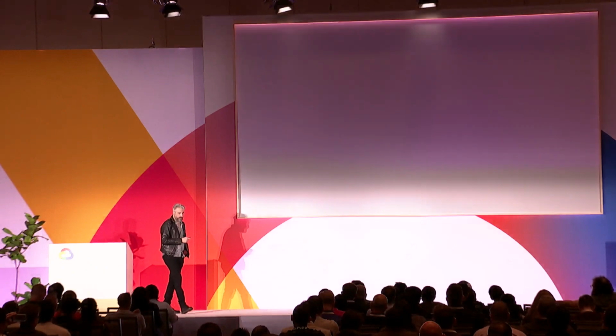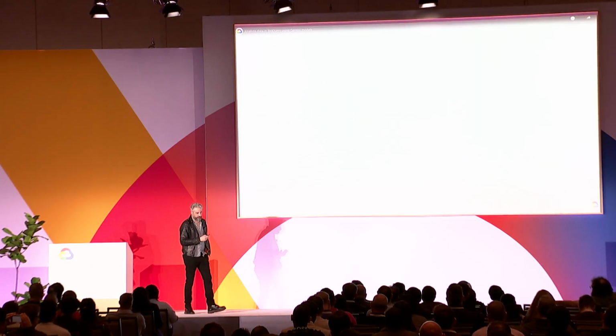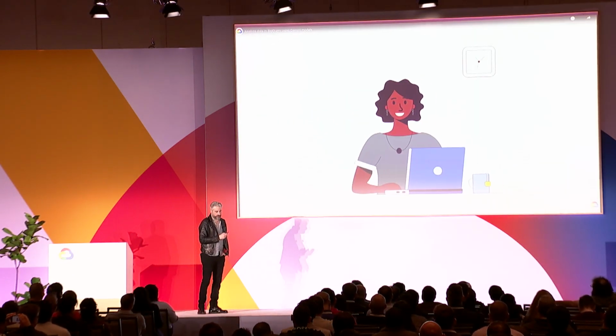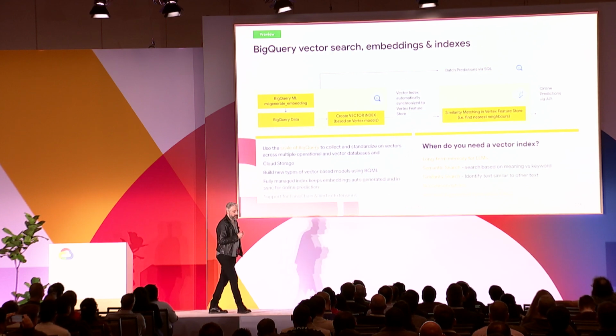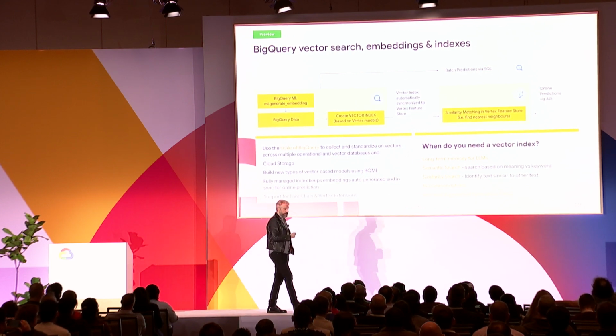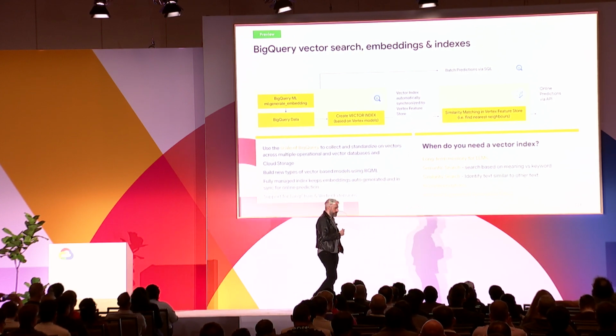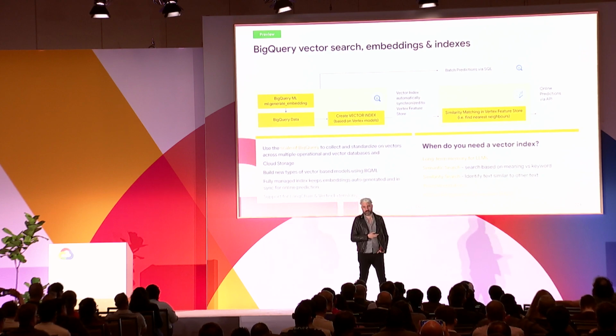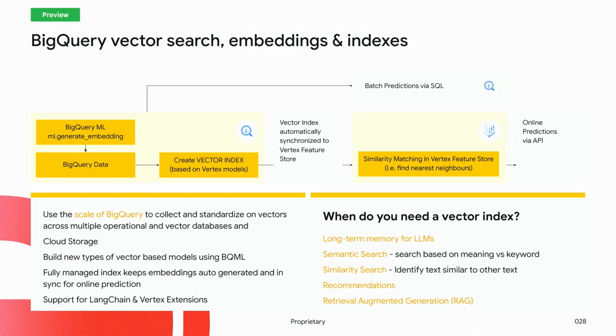Now, going back to the slides, I want to show another capability that we have. I wanted to show more around BigQuery vector search. I mentioned that one of the techniques we have inside of BigQuery ML is the ability to generate embeddings. Vector embeddings are mathematical representations of a piece of data in a contextual space relative to other pieces of data.